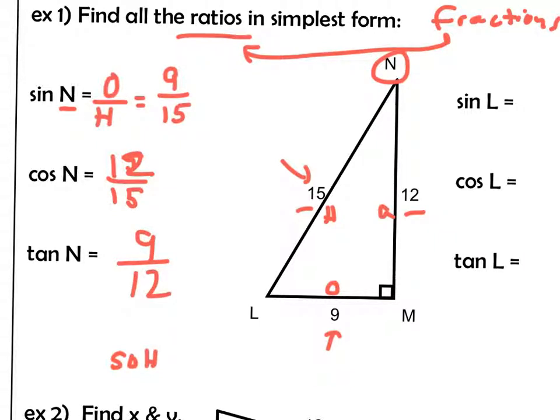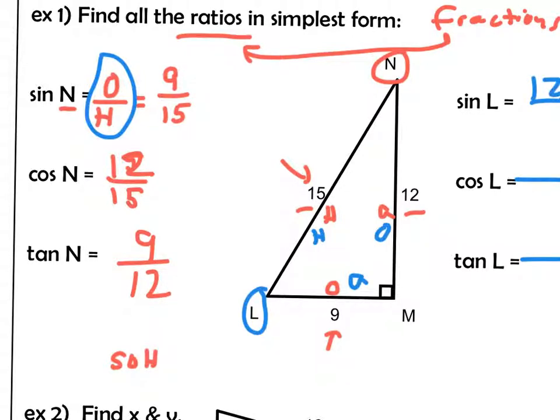I'm going to move to a different color blue over here for these guys because now my reference angle is L. So the hypotenuse stays. This is now my opposite and this is my adjacent. So when I'm doing L, for sine it's soh again. So O is 12, hypotenuse is 15. And for cosine, it becomes 9 over 15. And for tangent, it now becomes opposite is 12, adjacent is 9.